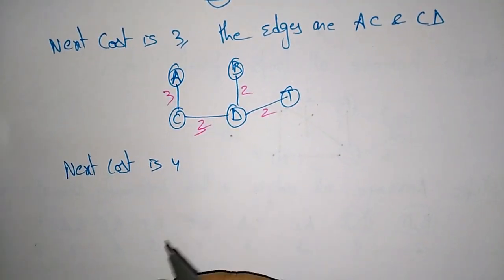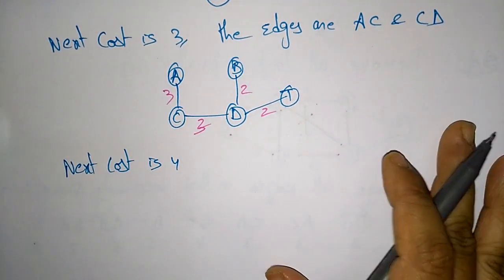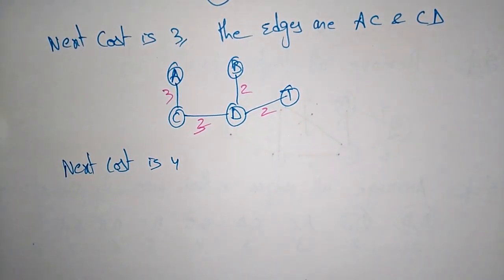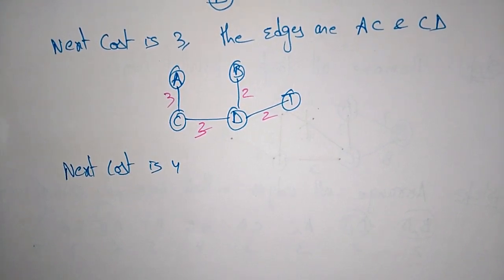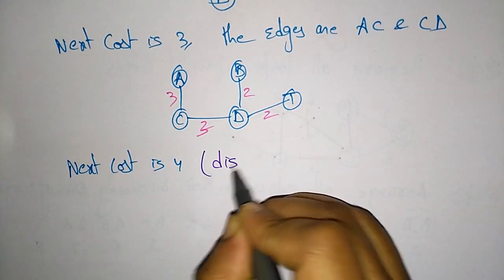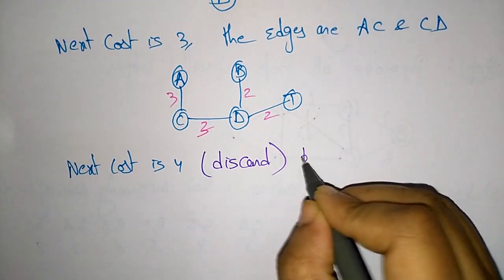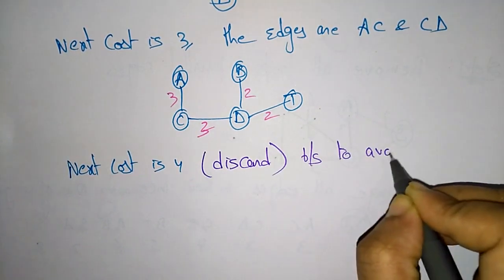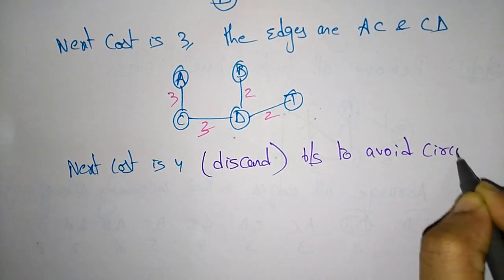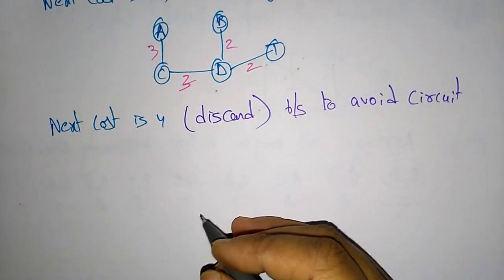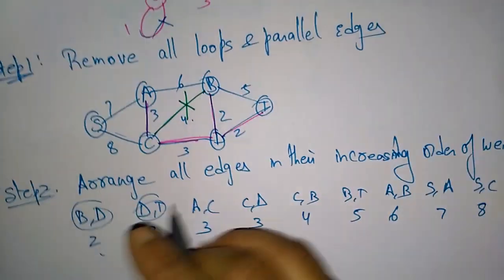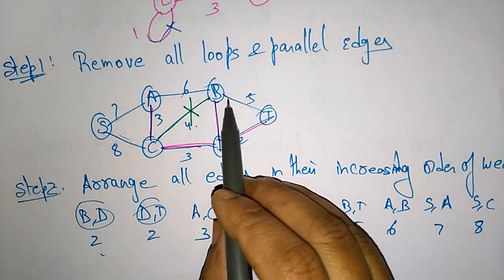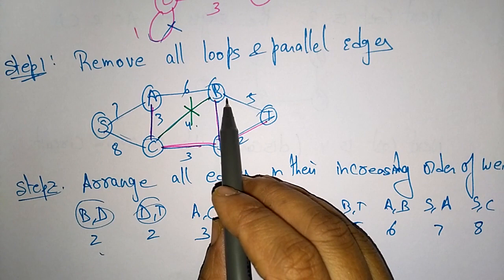So we observe that adding it will create a circuit in the graph. So we ignore it. In the process, we shall ignore or avoid all edges that create a circuit. So whenever it creates a circuit, you just discard it, to avoid circuit. So next cost, I have to select the edges. After 4, what is the value? After 4, that is a 5. So the 5 I have to select.